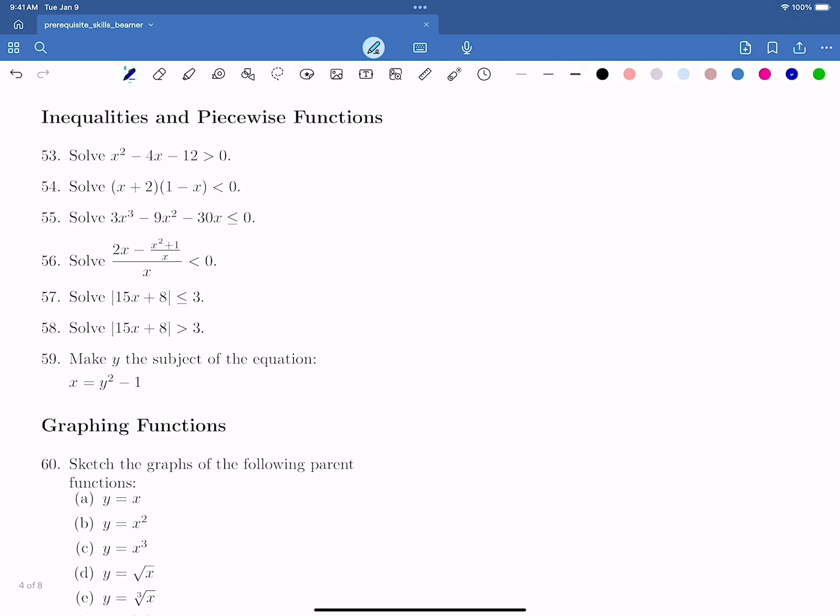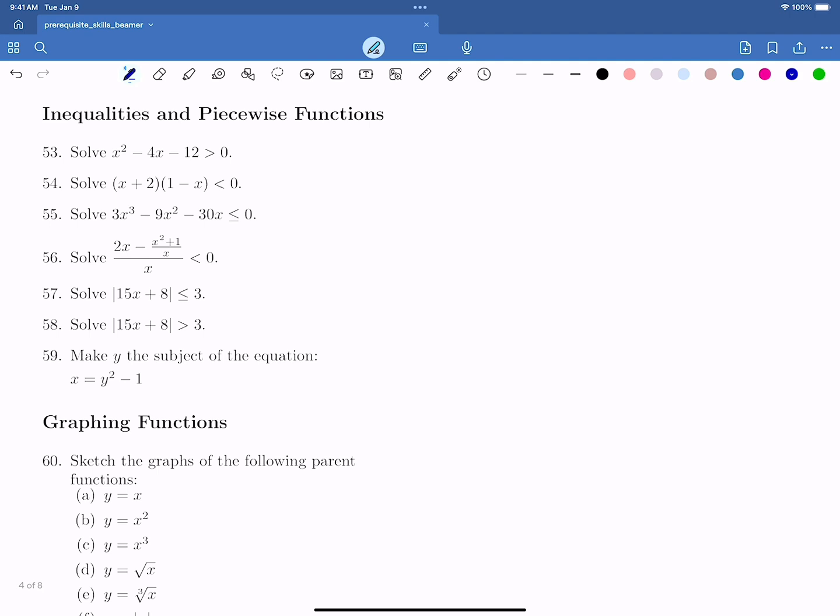In the next section, we're going to review inequalities and piecewise functions. So we're asked to solve. Remember, solve means find the value of x. Solve x squared minus 4x minus 12 greater than 0. This is an inequality. If it was an equation with an equal sign, we would want to factor the left-hand side. Right-hand side is 0, set each factor equal to 0. We're going to use that same strategy here, but that's not going to give us our final answer, but it'll give us a good start.